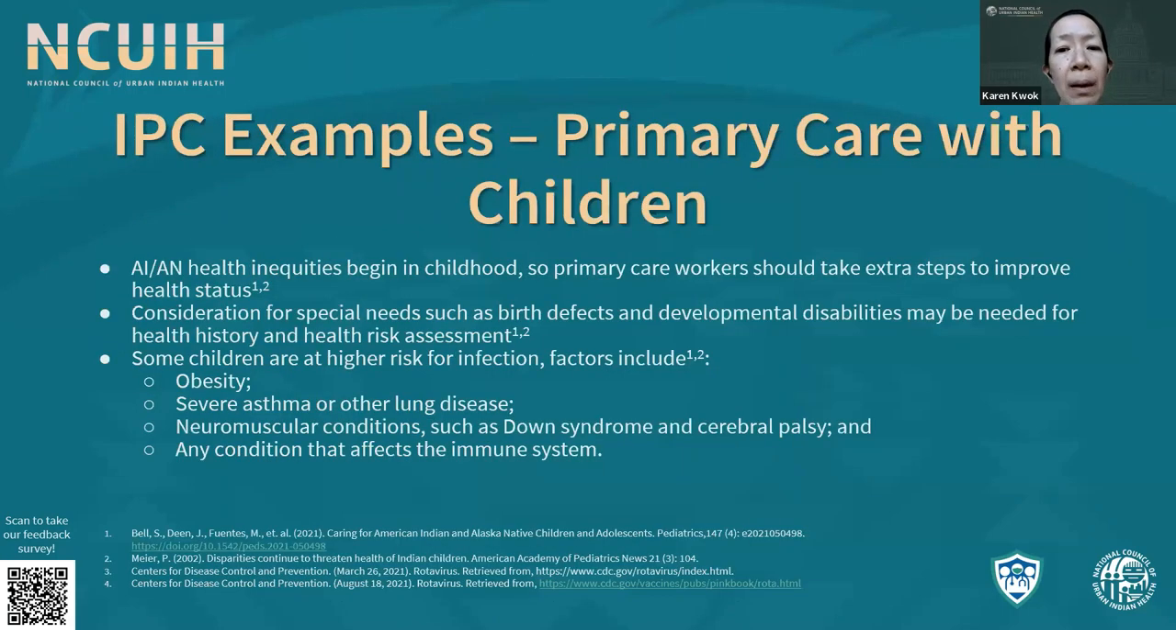Next slide, please. Providers of pediatric care in this next scenario are in a unique position not only to attenuate or diminish disease incidence during childhood, but also to improve the health status of this special population as a whole. Primary care includes review of wellness and immunization schedule appropriate for age. A health history and health risk assessment should tailor the care for individuals with special needs, such as birth defects or developmental disabilities. Infection risk and severity of complications can occur with individuals that have obesity, pulmonary disease, or neuromuscular conditions, for example. Next slide, please.